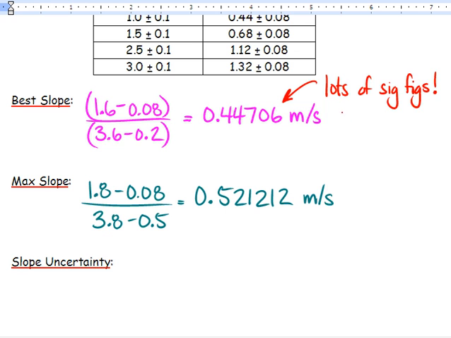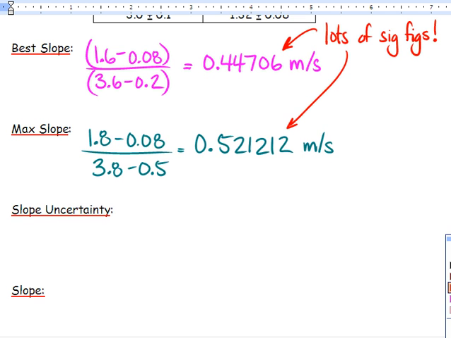I want to take lots of sig figs. So both of those values, just kind of go crazy with your sig figs. Take 5, 6, 7. Make sure you got your units on there, meters per second. And now what we're going to do with those two numbers is find something called the slope uncertainty.